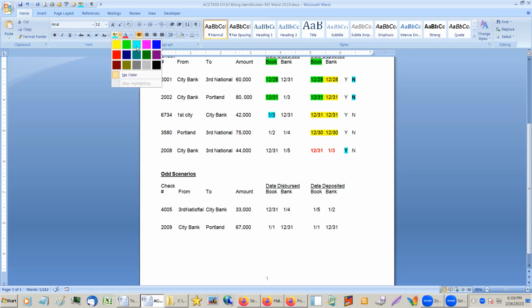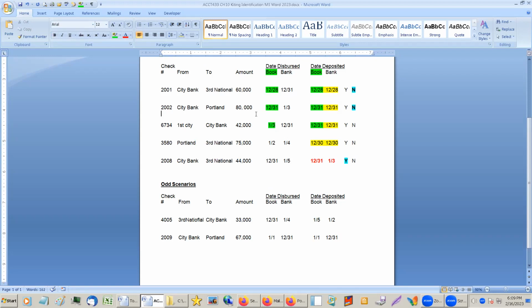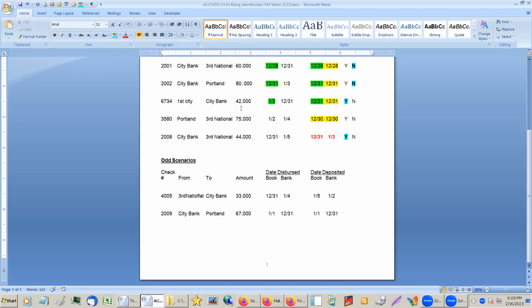Uh-oh. That's most likely kiting. Yep. Yeah, you'll notice that they put it in the bank on the 31st and they didn't disburse it until the first. So this is when you actually have money magically showing up in the bank. And the second one and the other one is like kiting as well. Yep, very good.